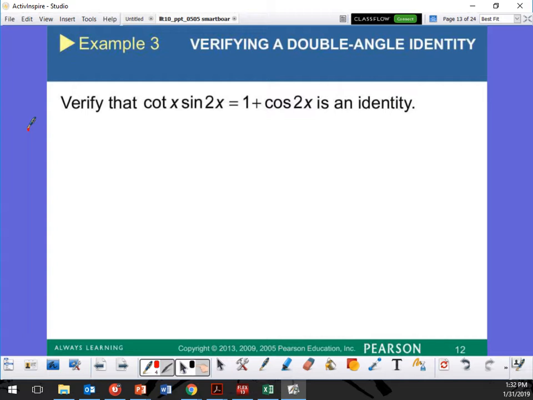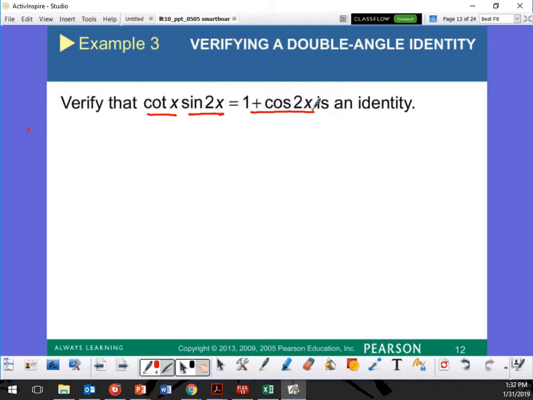So we have a cotangent, a sine 2x. So that's a double angle right there, right? And this is going to be 1 plus cosine of 2x. That's a double angle again. Yes? Okay, so I don't like doubles. I do not like them here or there. I do not like them anywhere because it messes up everything. So what we're going to do here is get rid of the doubles by substituting in for a known answer.